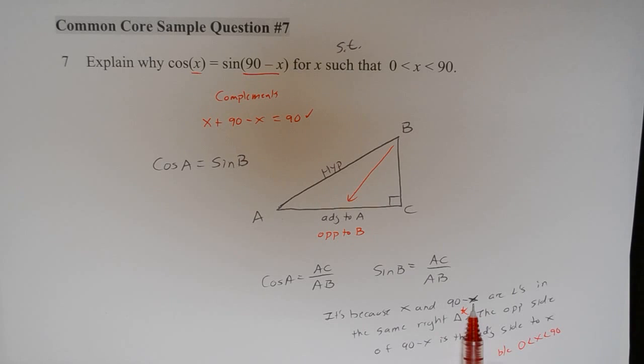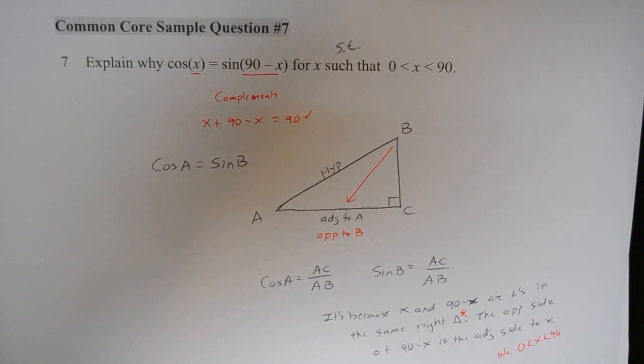90 minus 300 is negative 210. So that clearly wouldn't fit in one triangle because a negative angle doesn't make any sense. But if x is from 0 to 90, then that's going to work. And that's a good way to explain what's going on here.